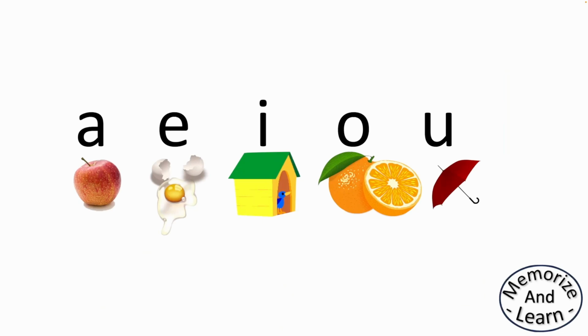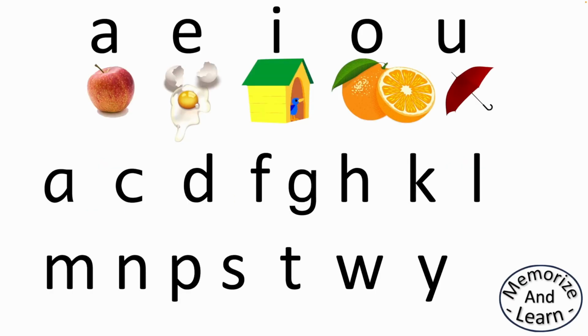Vowels are very important. Please say the long vowel sounds with me. A, E, I, O, U. Now please say the short vowel sounds with me. A, like apple. E, like egg. I, like inside. O, like orange. U, like umbrella. To read and write, you must know the sounds of each letter.